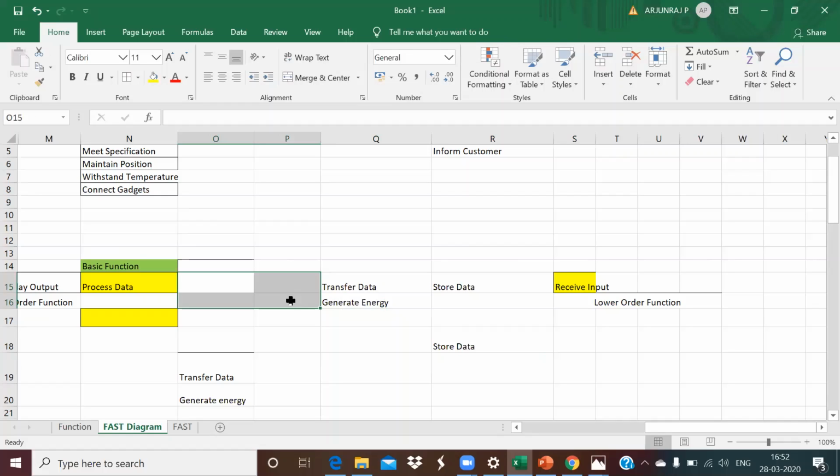See, I will also tell it in another way. Even see this, generate energy. See, I am receiving the power. I can also tell it in another way.